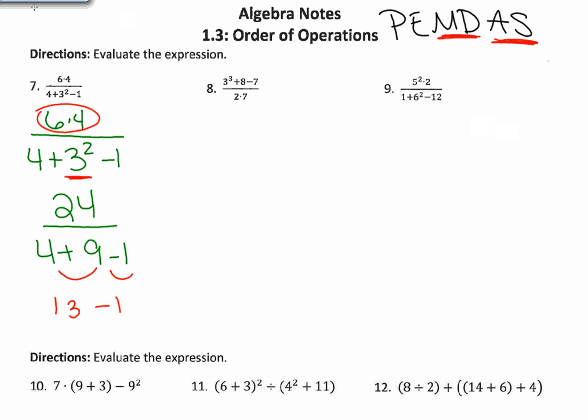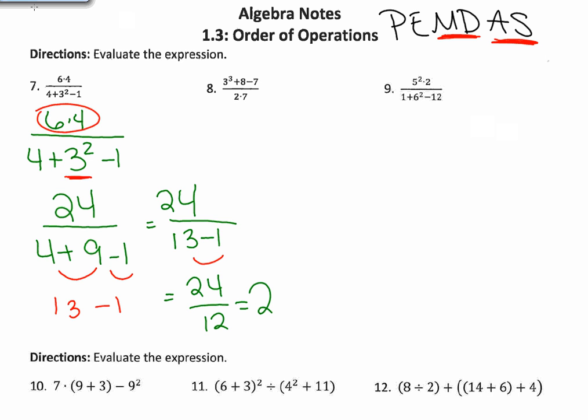So let's write it over here so we can remember what we have. We have 24 on our top, that's simplified. And now we have 13 minus 1. So we're going to finish by doing 13 minus 1. So I'm going to have 24 over 12. 24 over 12 we can simplify. 24 divided by 12 is 2.